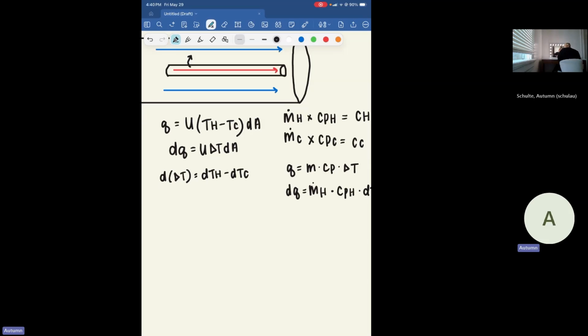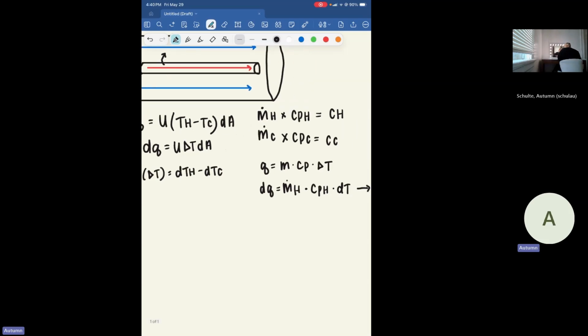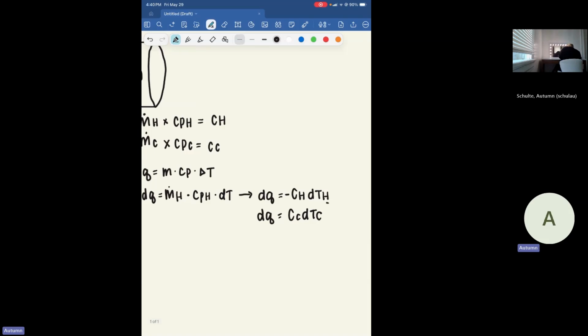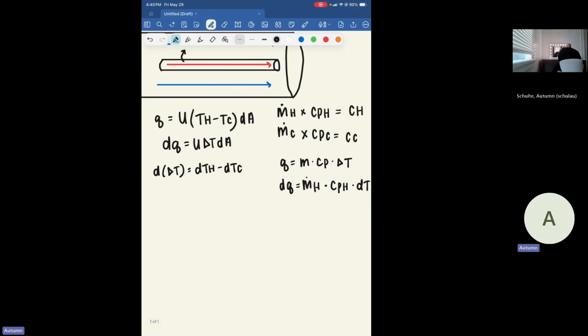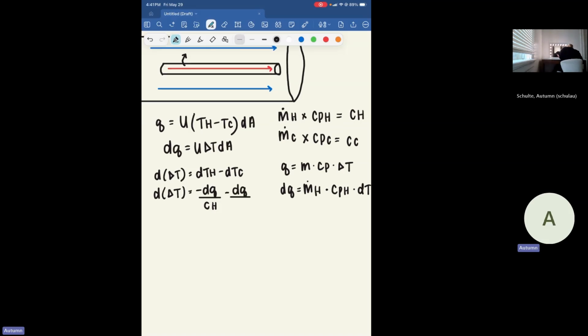And so if we plug in our values that we found over here, if we solve for those, we can plug those back into here. So this is going to be the derivative of our change in temperature is equal to negative the derivative of our heat flow over that mass flow rate heat capacity of our hot stream minus the derivative of our heat flow divided by the mass flow rate heat capacity of our cold stream.